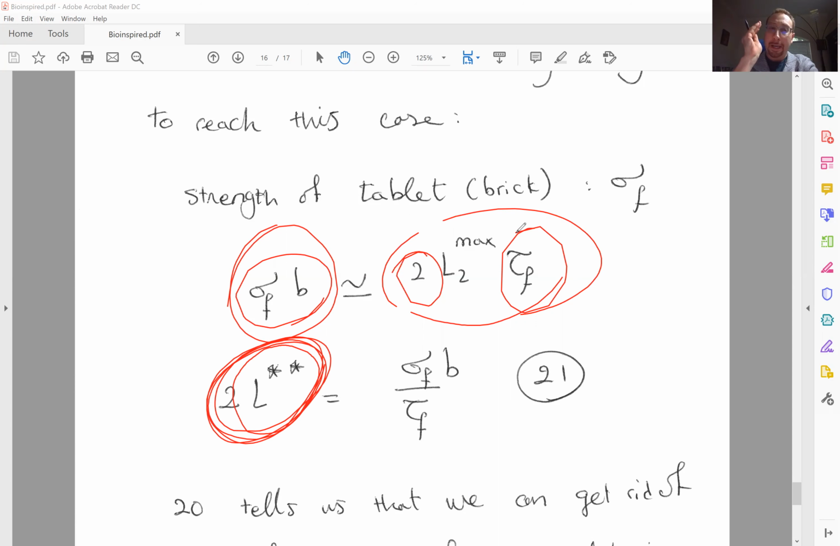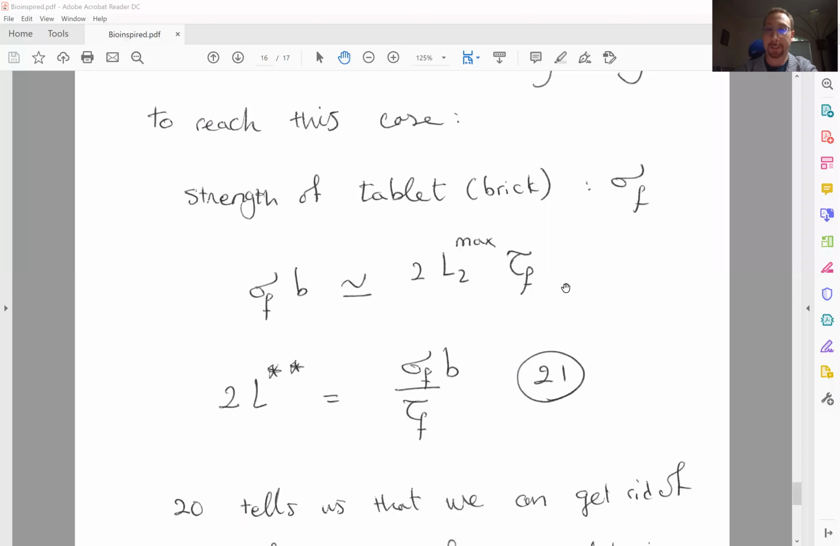Now, if your brick is longer than this 2L double star, the rest of it are regions on which the mortar has broken. So those are the useless parts of the tablet. That gives us another critical dimension, just like L0 that we had in the elastic region, to maximize basically the elastic energy density.